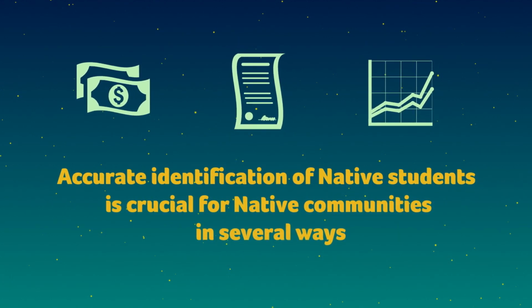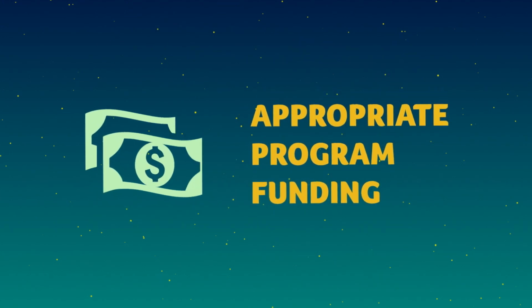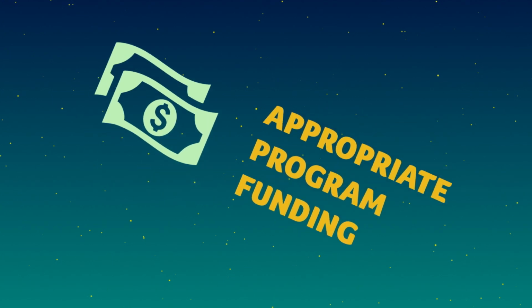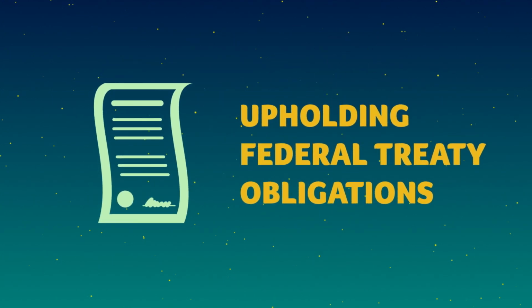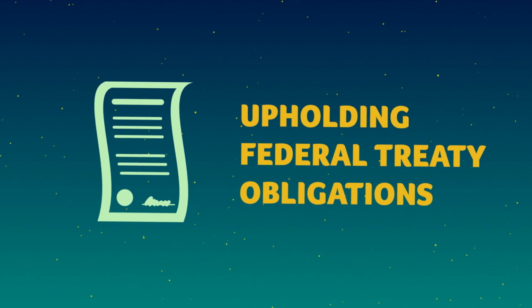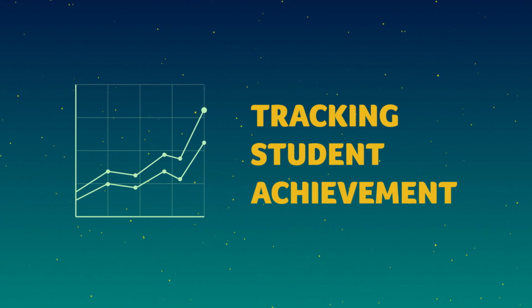Accurate identification of Native students is crucial for Native communities in several ways. First, accurate identification helps ensure that the programs designed to support Native students are being appropriately funded. Next, accurate identification helps uphold federal treaty obligations. When Native students do not have access to Indian education programs, their treaty rights are violated. Finally, accurate identification is needed to help schools and communities reliably track Native student achievement.